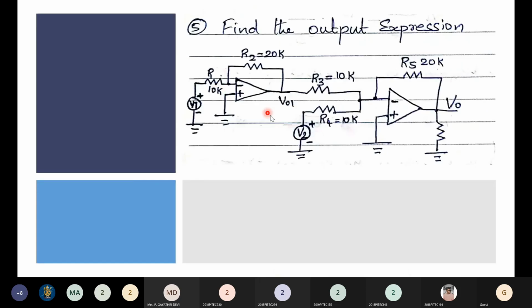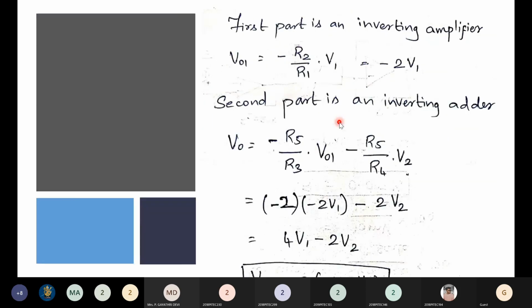See, V2 is here. That value is also not known. V1 is here. All the resistor values have been given. That is why you are getting an expression here. Okay, so V01 is minus R2 by R1 times V1, this is this. And V0, with the other resistors, is minus R5 by R3 into V01 minus R5 by R4 into V2. So when you simplify, your expression is 2V1 minus V2. Okay, 2 times 2 into V1 minus V2. That is your output expression. Depending on V1 and V2 values, you'll be getting the final expression.